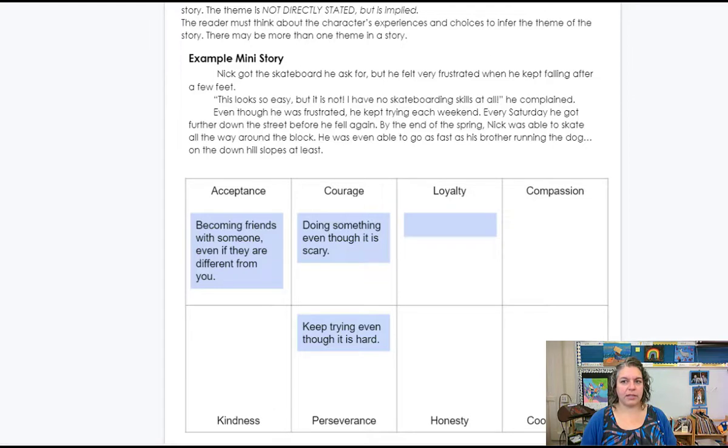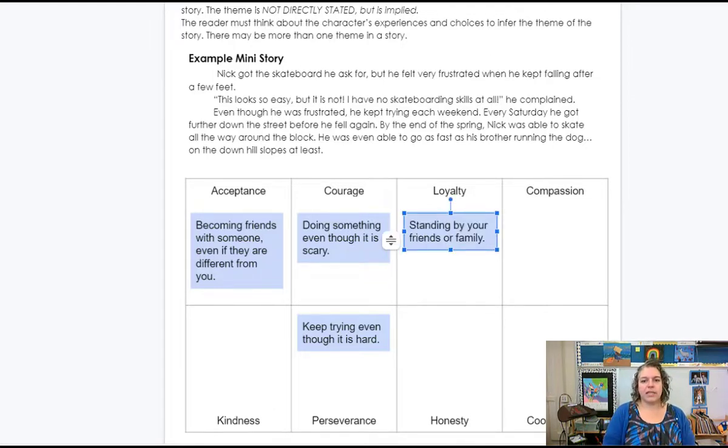Next, let's take a look at loyalty. Loyalty is standing by your friends or family no matter what happens. This could tie in with acceptance, but loyalty is when you have a relationship with someone and something happens where it tests that relationship. Maybe it's because you want to join the basketball team and they don't want to, and so then you get a new group of friends. That could be a loyalty issue. Or maybe you have a younger brother or sister and they're acting a little weird and other kids are picking on them because they're acting strange. Standing up for your sibling, even if they're acting a little weird just because they're family, that is loyalty.